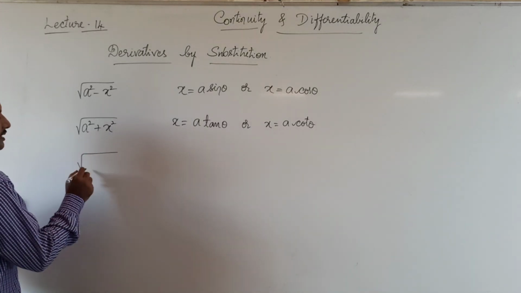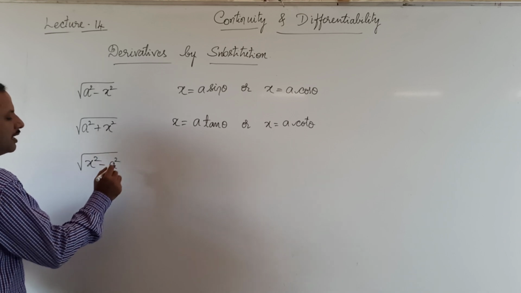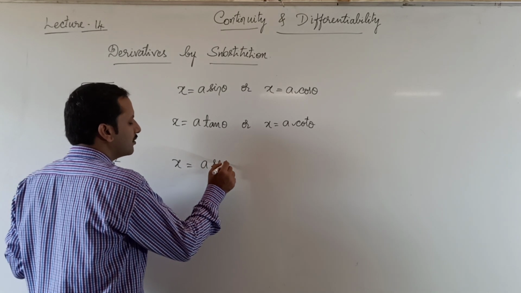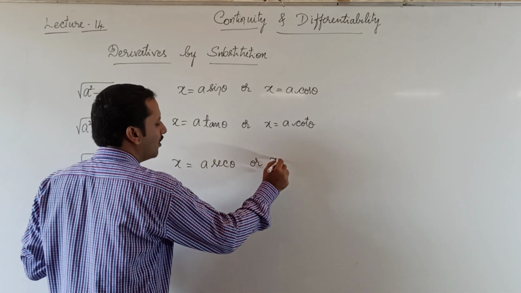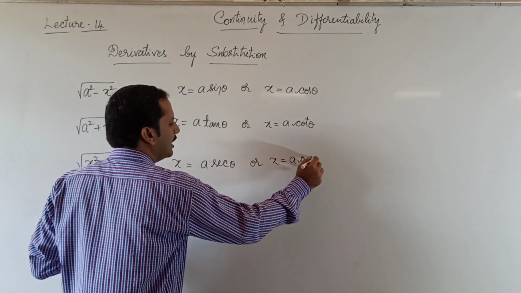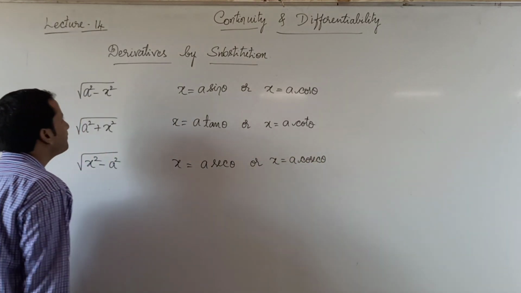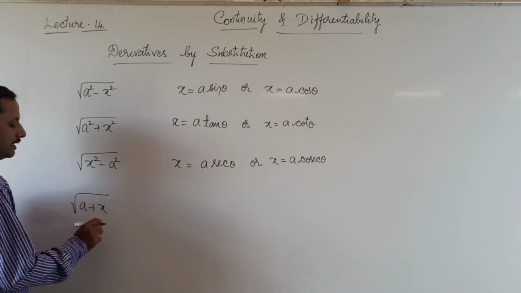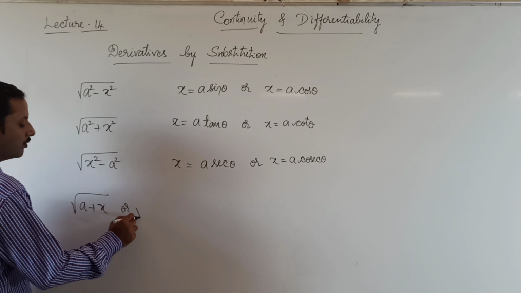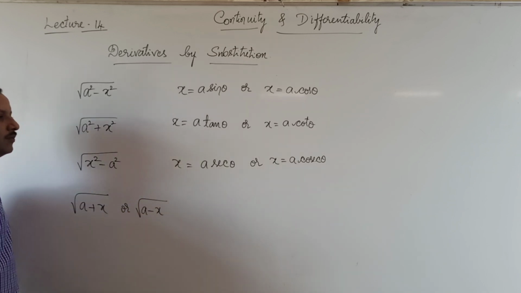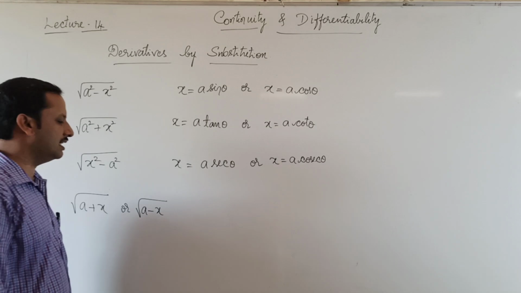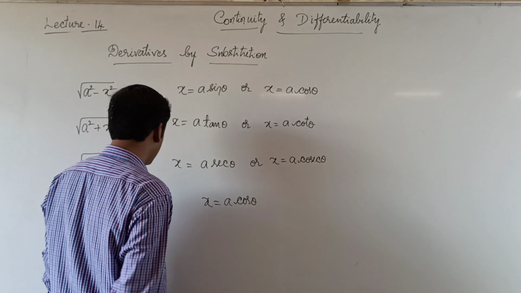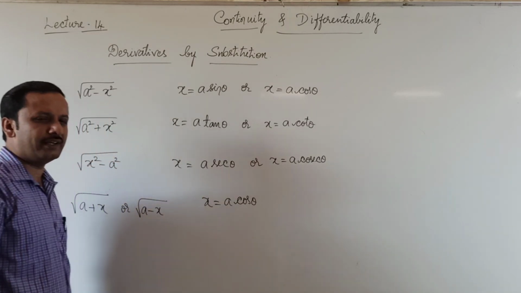And suppose we have a root of x square minus a square, then you know that the substitution should be x equal to a secant theta or x equal to a cosecant theta. Then one more expression where we usually come across is root of a plus x or root of a minus x. When you have root a plus x or root a minus x, the substitution would be x equal to a cos theta. Either a cos theta or a cos 2 theta, anything is okay.